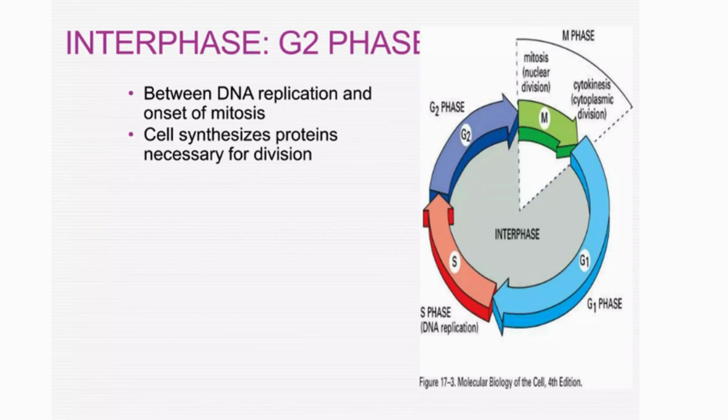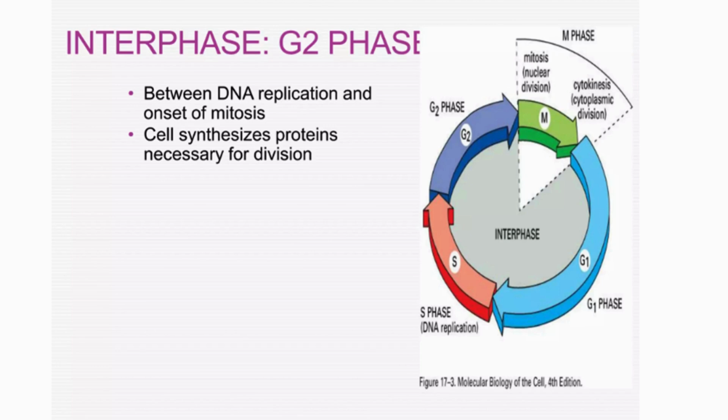The third phase is the G2 phase, also known as the gap 2 phase. The G2 phase lies between DNA replication and the onset of mitosis, as the picture also shows. Here cells synthesize all the proteins necessary for mitosis, or the division.